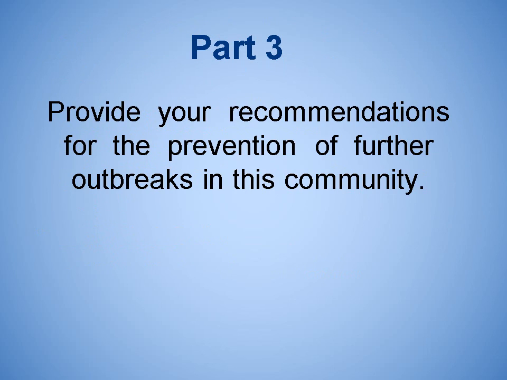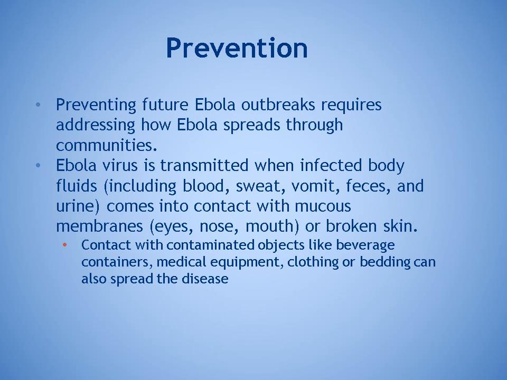Part 3 involves providing our recommendations for prevention of further outbreaks in this community. Prevention of future Ebola outbreaks requires addressing how Ebola spreads through communities. The Ebola virus is transmitted when infected body fluids, including blood, sweat, vomit, feces, and urine, come into contact with the mucous membranes, the eyes, nose, and mouth, or with broken skin. Contact with contaminated objects like beverage containers and medical equipment can also spread the disease.